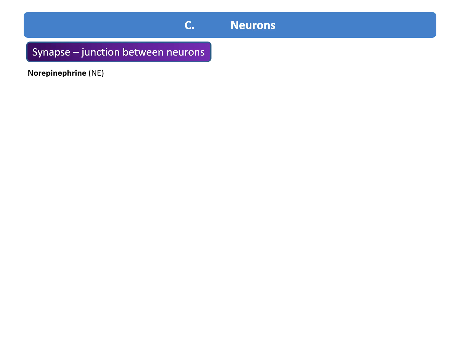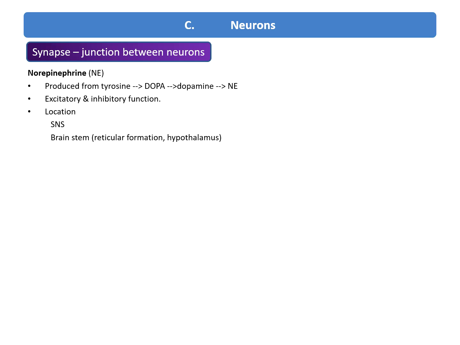Norepinephrine, we'll abbreviate it NE, is produced from tyrosine, which is transformed into dopa and then into dopamine, and from there transformed into norepinephrine. It's both excitatory and inhibitory, depending on the synapse. Its location: sympathetic nervous system, the brain stem, a part called the reticular formation, the hypothalamus, the cerebellum, and the cerebrum. Smooth muscle, cardiac muscle.